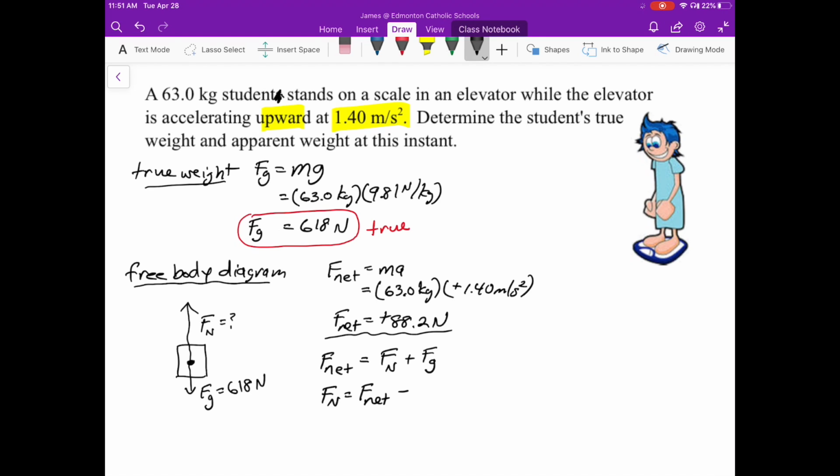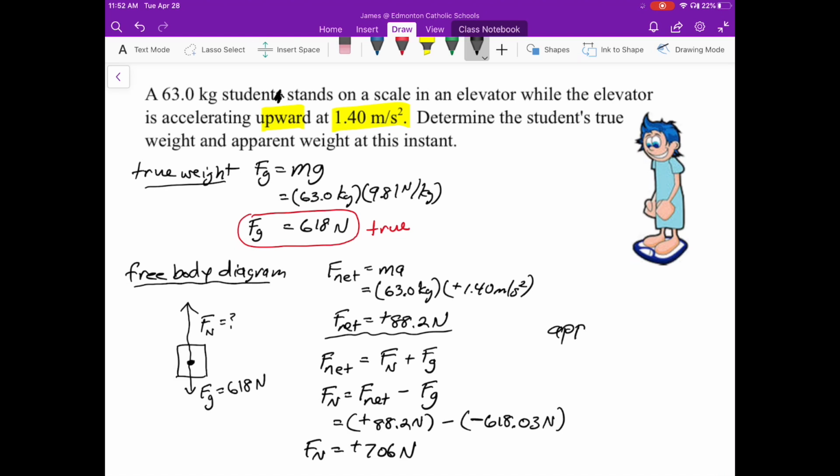Net force minus the weight. So we have net force, again, 88.2 newtons up. The weight is 618 newtons down, and we'll just use, like I use in my calculator, but I'll write it out, all the decimals from our previous calculation, 618.03 newtons. But by the time you round it off, you end up getting 706 newtons. So that normal force pushing up on the student is 706 newtons.